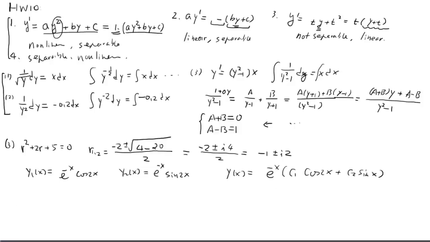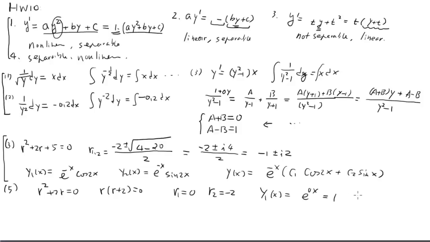And last problem over here, in 5 over here, we have r squared plus 2r is equal to 0. So we factor, and then we have these 2 roots. r1 is equal to 0, and r2 is equal to -2. So we have 2 solutions over here. One is e to the 0x, which is simply 1, and the other one, y2 of x, is equal to e to the -2x. So the general solution, y of x, is equal to c1 plus c2 e to the -2x.